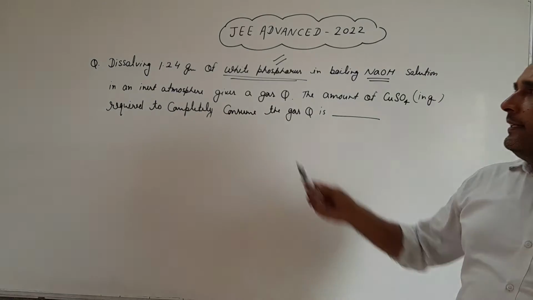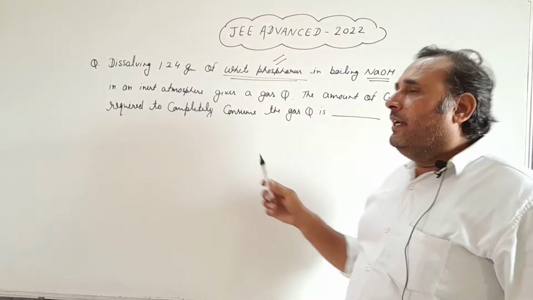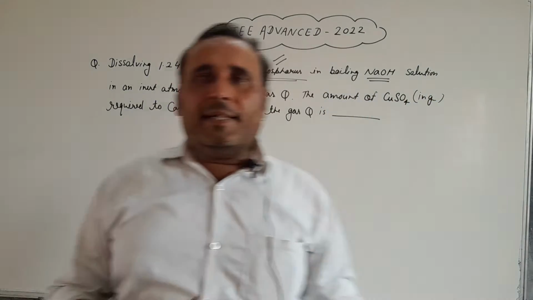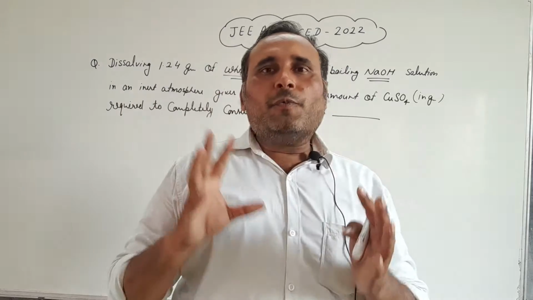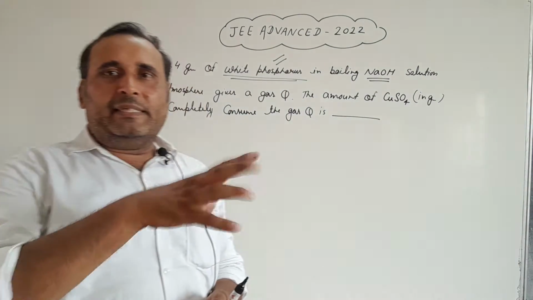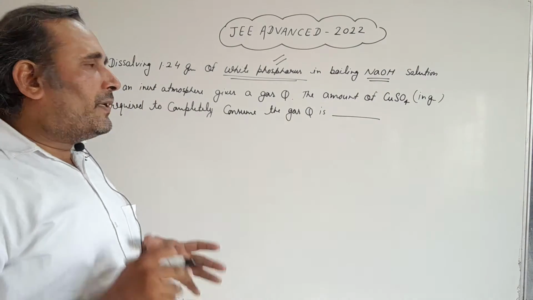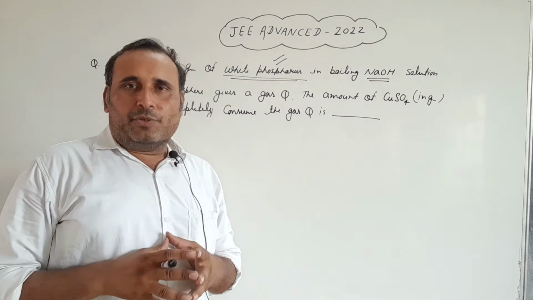The question is: on dissolving 1.24 gram of white phosphorus in boiling NaOH solution in an inert atmosphere, we get a gas. That gas is Q. Now we have to find out the amount of copper sulfate that is required to completely react with that gas Q. So first of all, we have to understand which reactions are involved in this question.